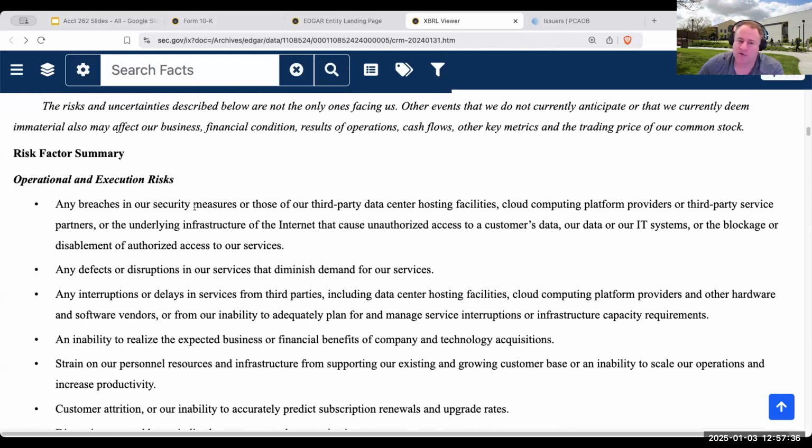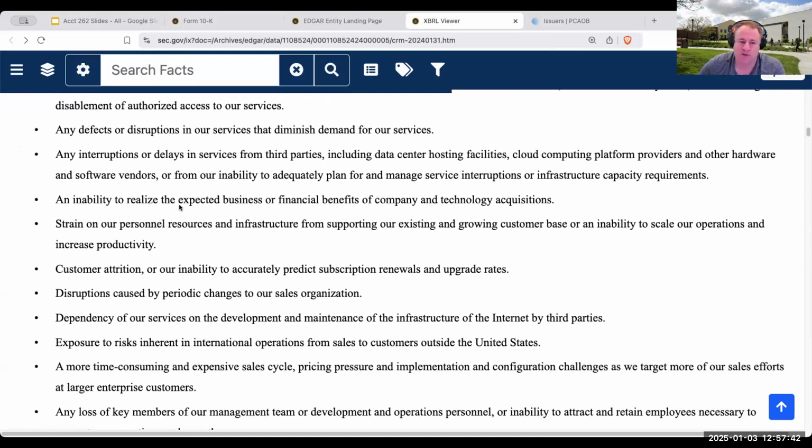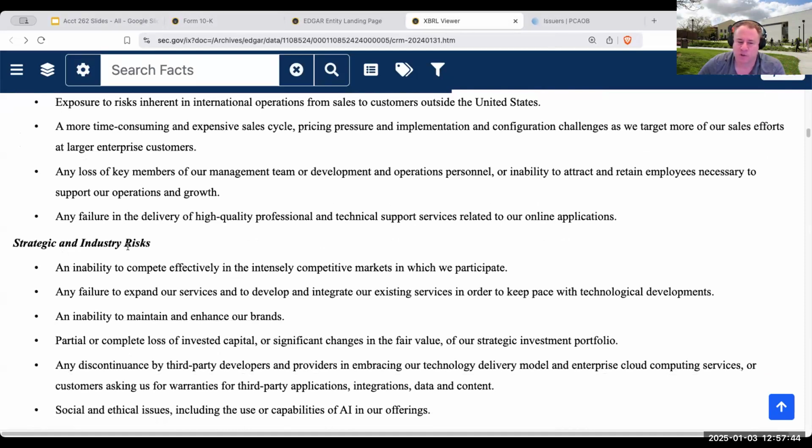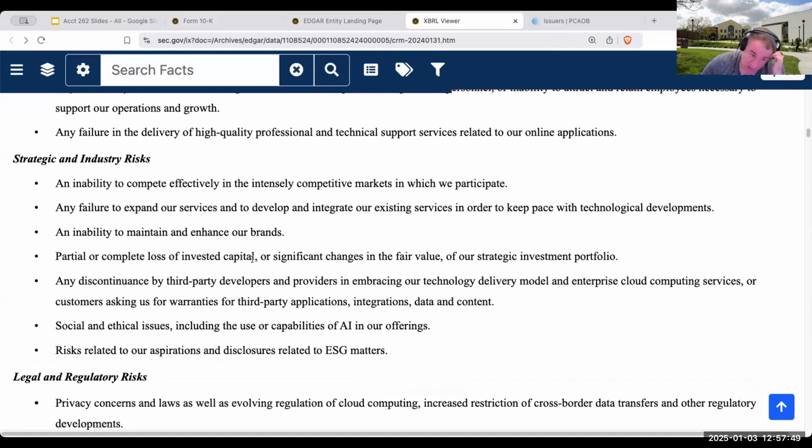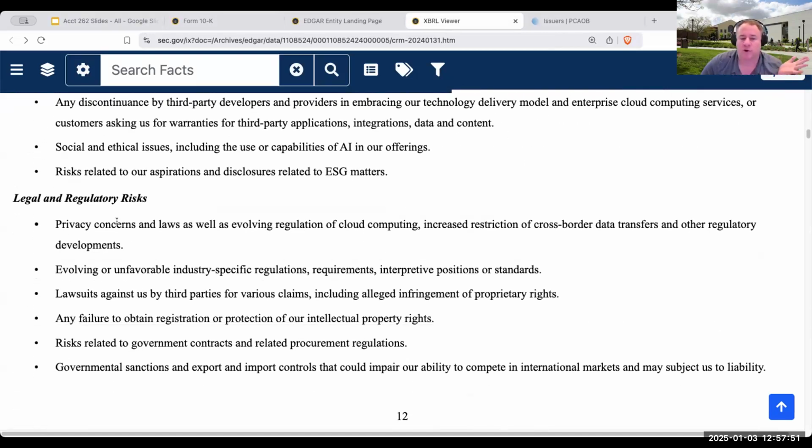Any breaches in our security measures or those of our third-party data center hosting could cause problems, defects, or disruptions. Strategic and industry risks, such as an inability to compete effectively in intensely competitive markets, right? Legal and regulatory risk, privacy concerns and laws, lawsuits against us, or claims against third parties.